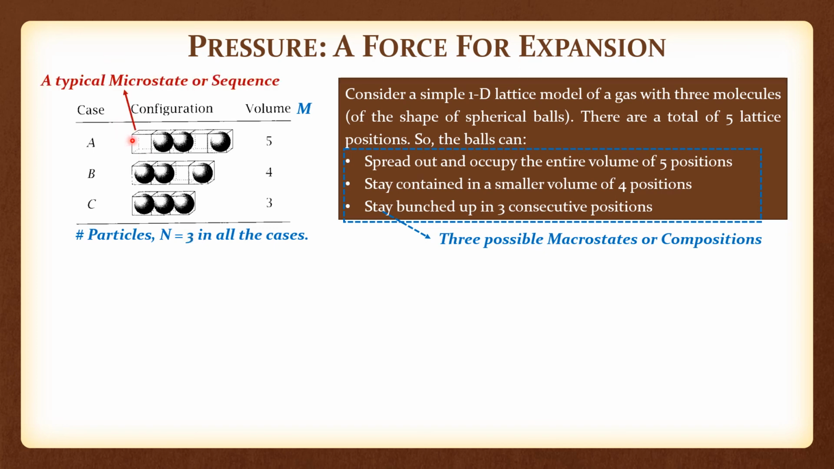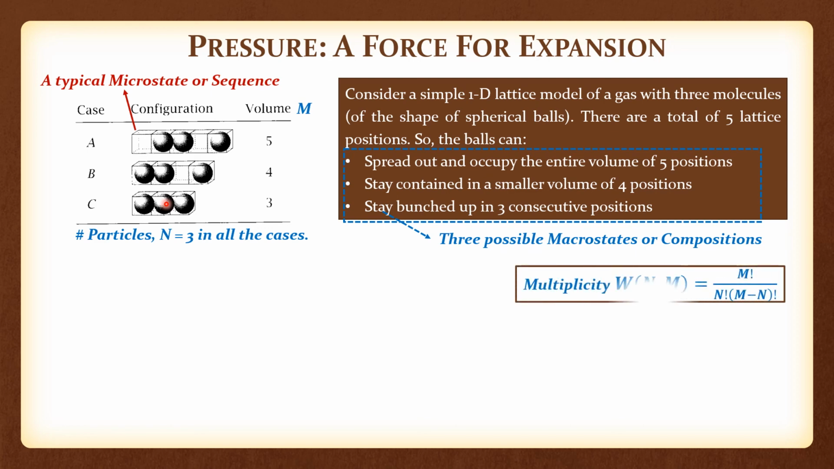So this is typically a microstate or a sequence. This is also a microstate or a sequence, and this is the only microstate or sequence possible when you can take 3 balls and put them in 3 lattice sites. There is only one way you can do the arrangement, and so the number of microstates is simply 1. And how do you calculate the multiplicity of each of these macro states or compositions? Simply you say I am taking n particles in a certain number of positions, then M factorial by n factorial times (M minus n) factorial.